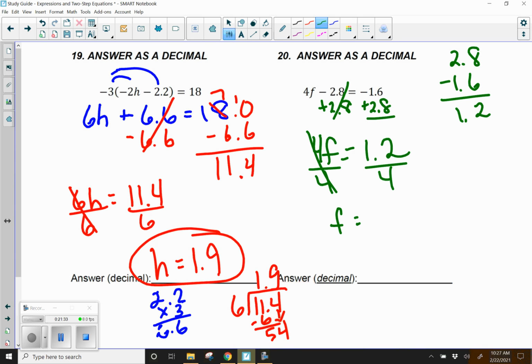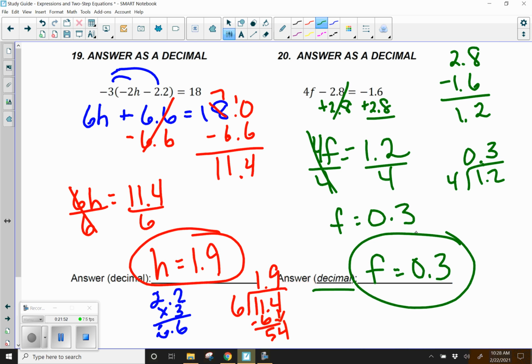If you're not good with your mental math, just set up a division problem. 4 can't go into 1, but it goes into 12 3 times. So that leaves us with our final answer of f equals 0.3. Again, it did specify to write your answer as a decimal, so please make sure you're following the directions.